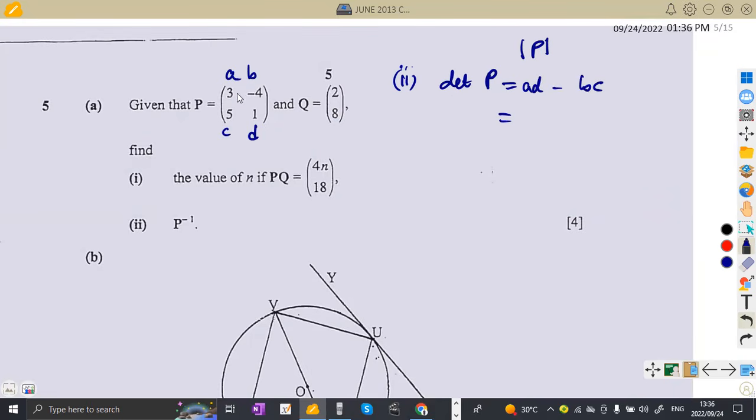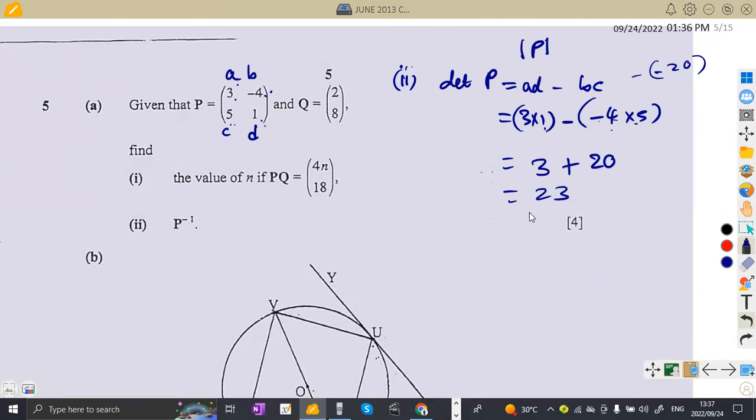So AD, that's A times D, which is 3 times 1. So it's going to be 3 times 1, the product of the major diagonal, minus the product of the minor diagonal, that's negative 4 and 5. So it's going to be negative 4 times 5, like this. Okay, so 3 times 1, that is 3. Minus and minus, that's a plus. So if you multiply this, it's going to be 20, but there was supposed to be minus 20 and minus, so it's going to be positive, which is 23.